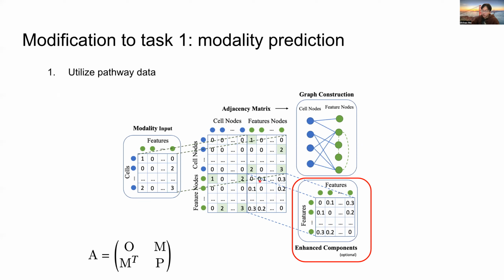We all know that each pathway can have like 50 genes, right? So within the same pathway, the authors treat them as correlated genes, and they leverage that information. If two genes are within the same pathway, they treat them as connected nodes. And in terms of the values, they calculate them by doing the cosine similarity between the raw features. Okay, so by doing this, now we have the P matrix that connects the feature nodes to feature nodes.